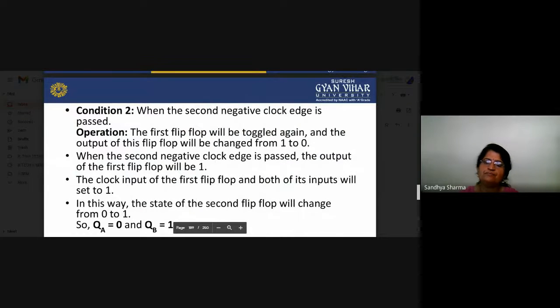Negative clock edge, what will happen there? The first flip flop will toggle again, and the output of this flip flop will change from 1 to 0. So in the second negative clock pulse, once it has passed, the output of the first flip flop will be 1. So there is again a 1, and that one is a 0, so it is called 0 and 1.